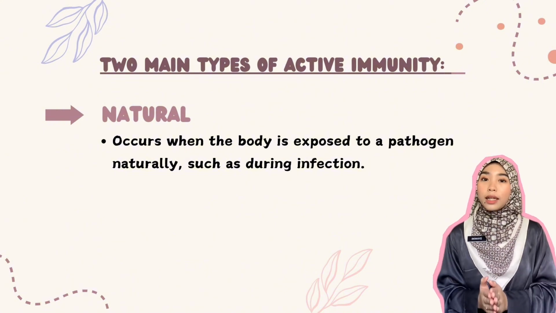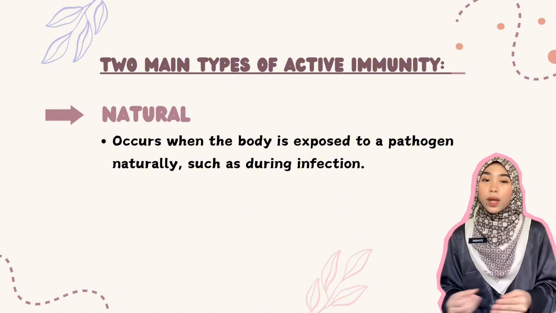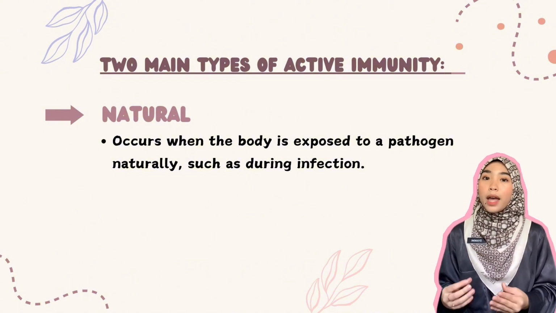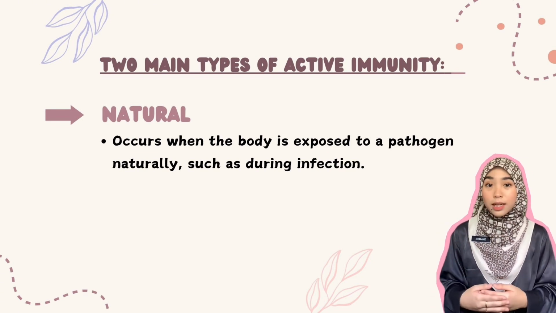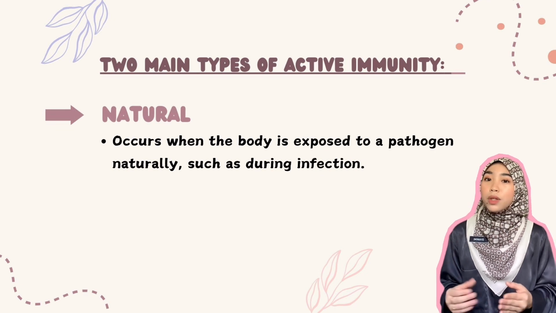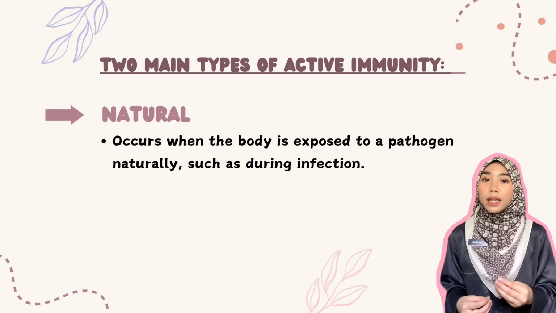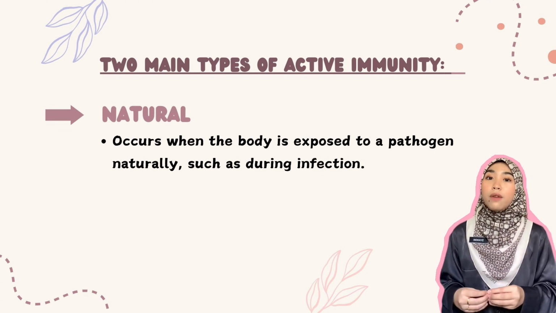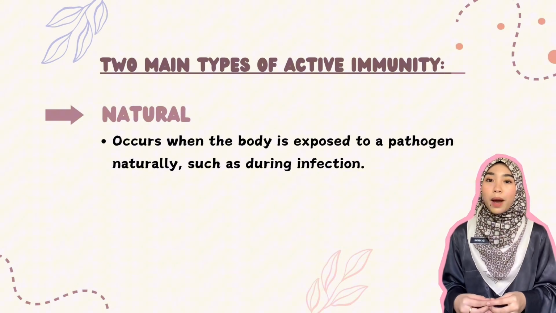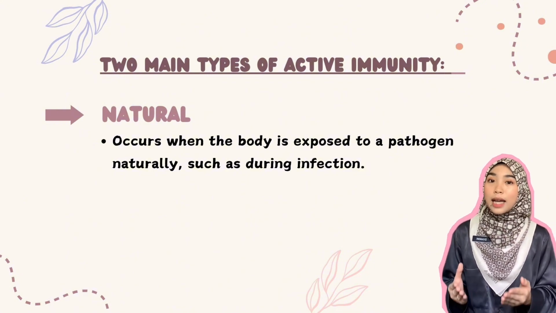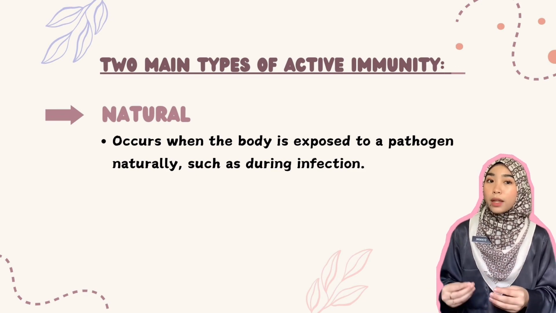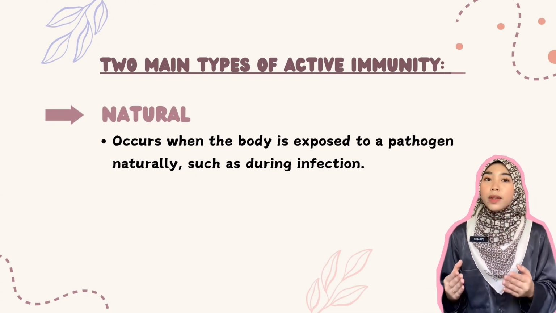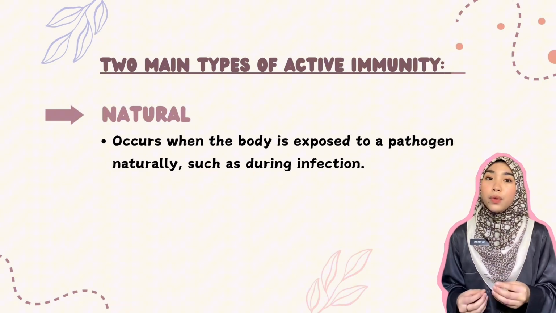For natural active immunity, this occurs when the body is exposed to a pathogen naturally, such as during an infection. When a person contracts a disease, their immune system mounts a response to eliminate the pathogen, and this response involves the production of antibodies by B lymphocytes, which is a type of white blood cell that are specific to the antigen of the pathogen. Additionally, memory cells are generated during the immune response.